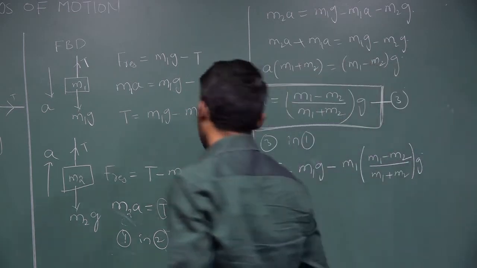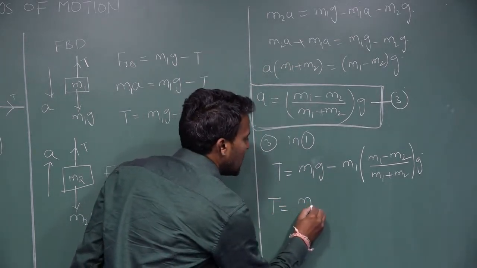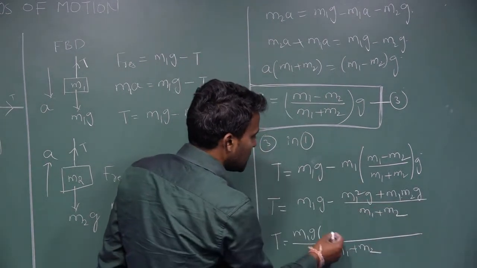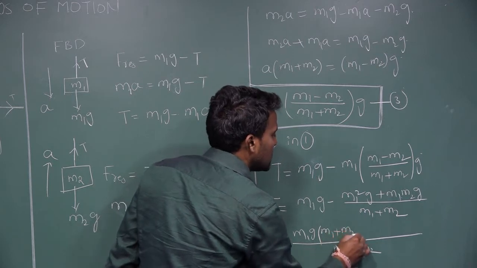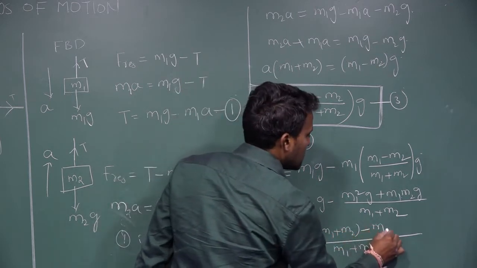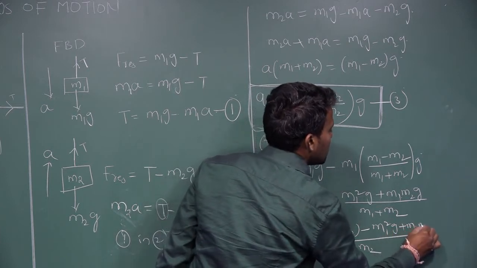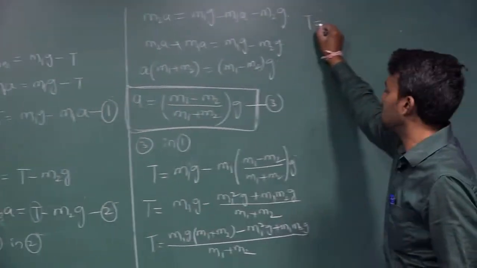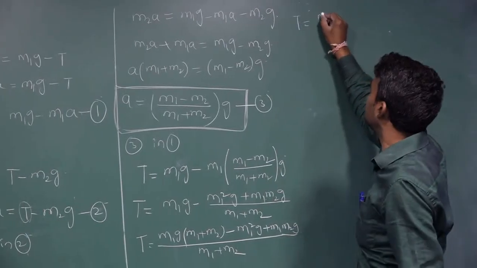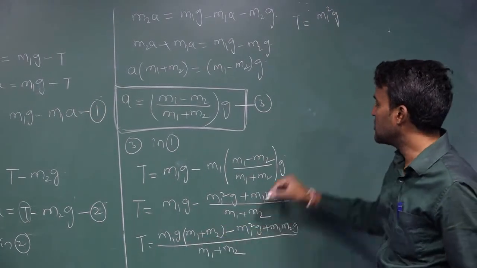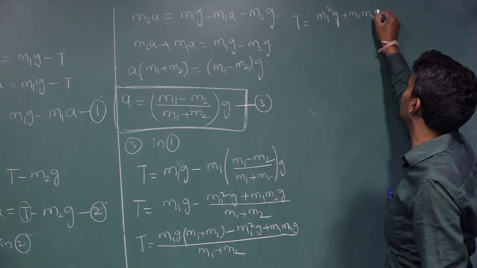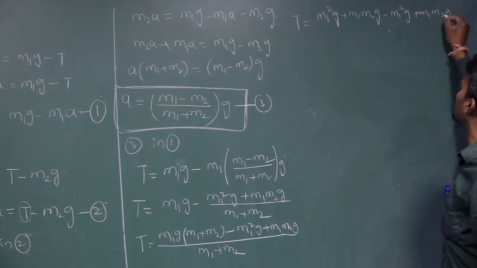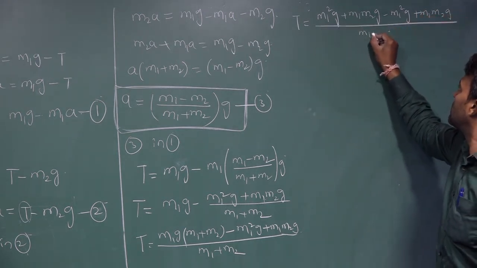Now what is the LCM here? T is equal to m1g times (m1 plus m2) minus m1 square g plus m1 m2 g, all divided by m1 plus m2. Multiplying it out, T is equal to m1 square g plus m1 m2 g minus m1 square g plus m1 m2 g, whole divided by m1 plus m2.